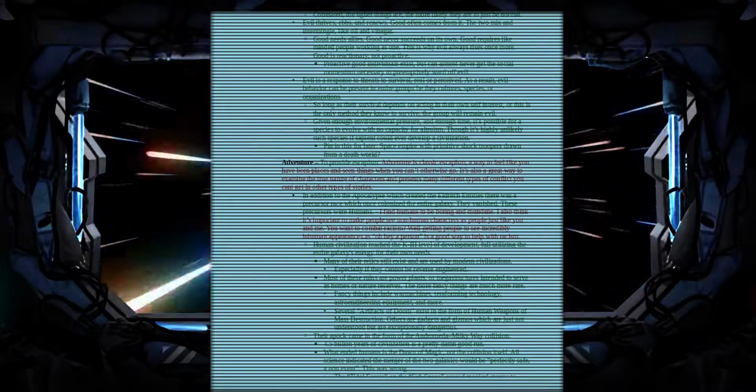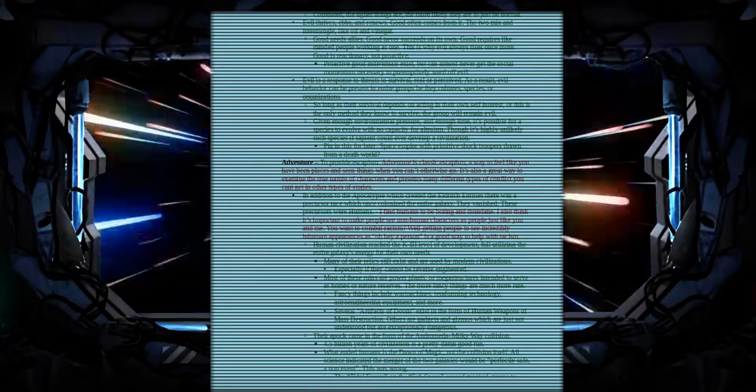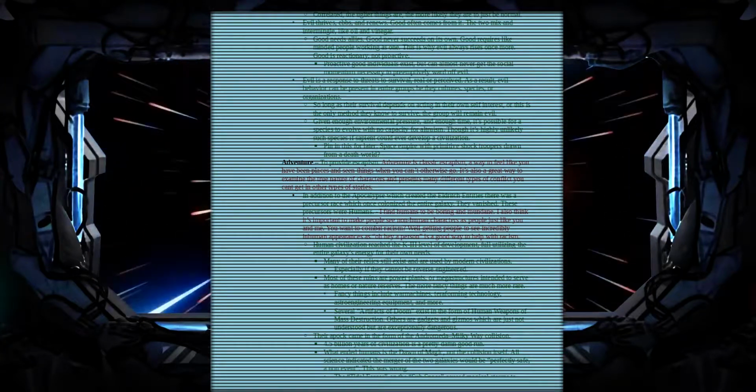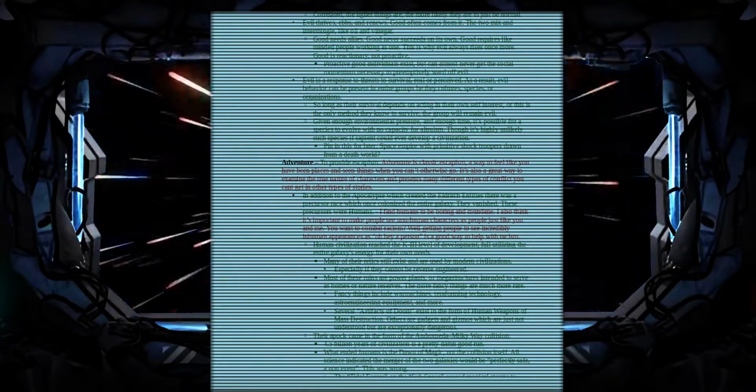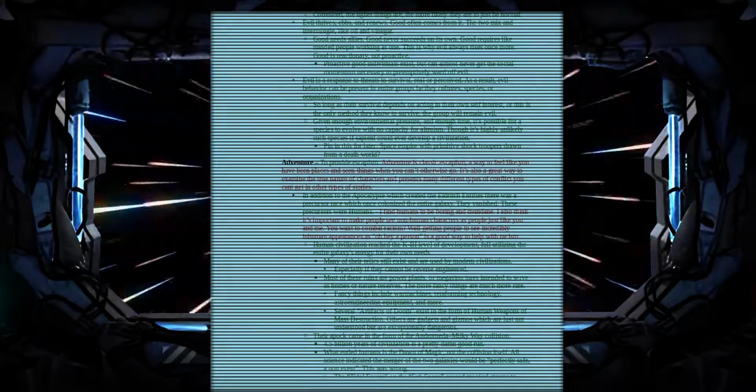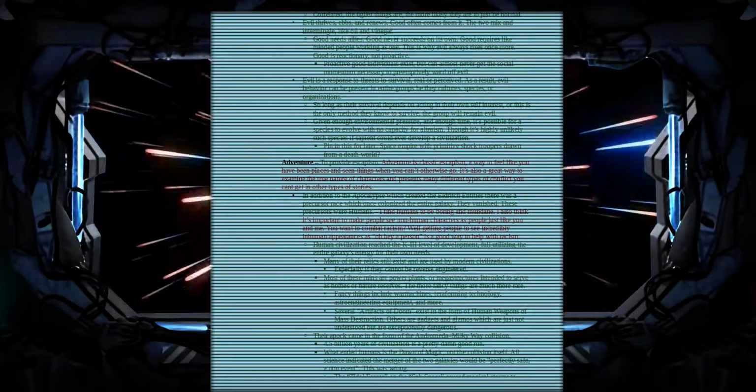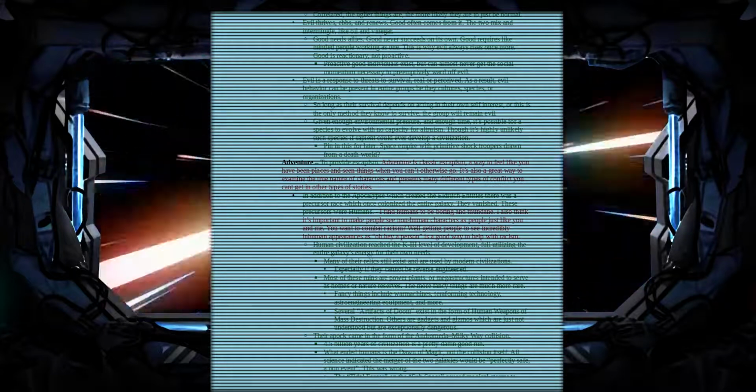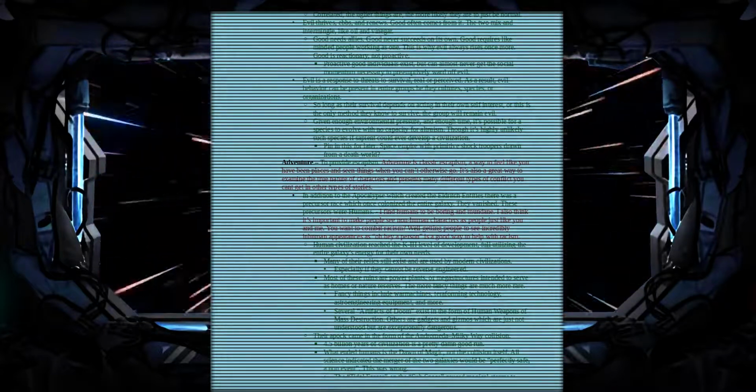Given enough environmental pressure and time, it's possible that a species could evolve with no capacity for altruism at all. Now, that makes it highly unlikely such a species, if they were sapient, could ever develop as a civilization.